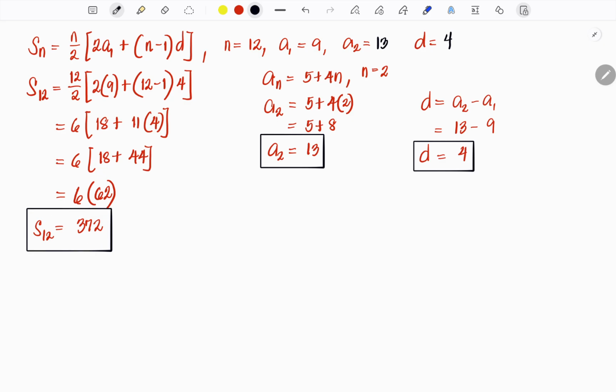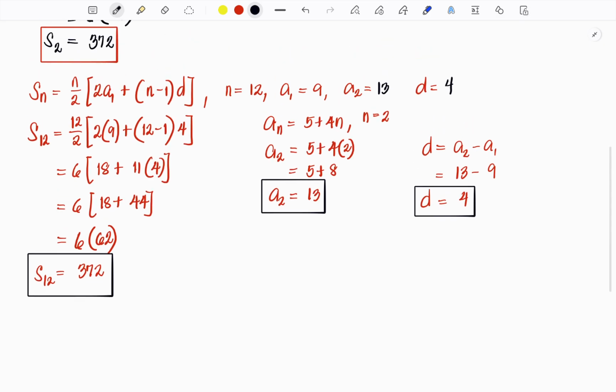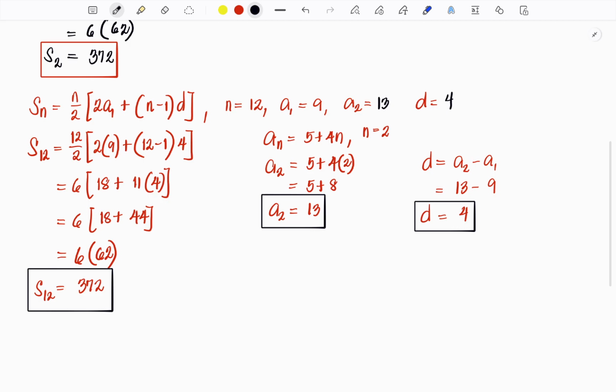So, did we arrive at the same answer earlier? Is it 372? Yes. So, there you go, mga kasamas. Two different methods, same correct answer.